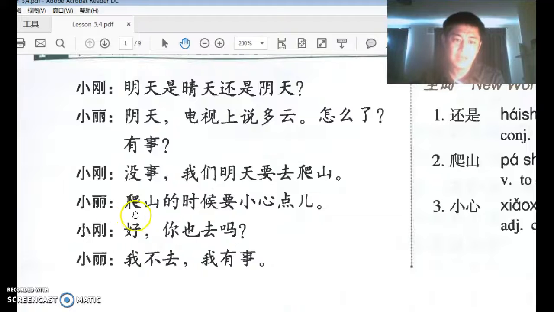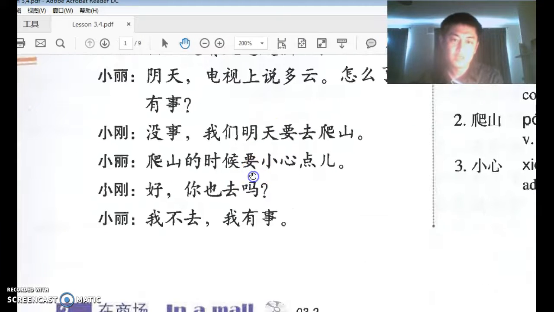爬山的时候, 时候 again: 的时候 means when blah blah blah, when you are 爬山. There is another 要 here, and these two 要 are not exactly the same. 要小心点: 小心 means careful, 点儿 a bit, you should be a bit careful. This is what 要 really means, should. The earlier one is, this is gonna happen. This one is you need to do something. 要小心点。小刚 said 好，你也去吗？去 obviously means 去爬山。小丽 says 我不去, I'm not going.